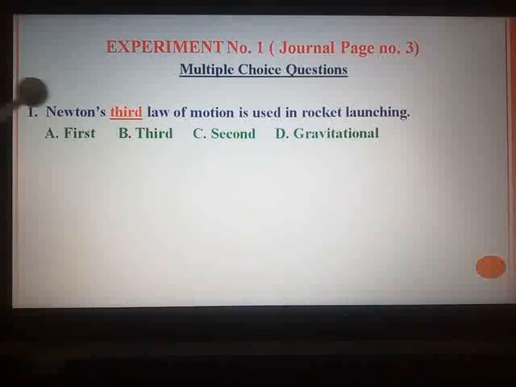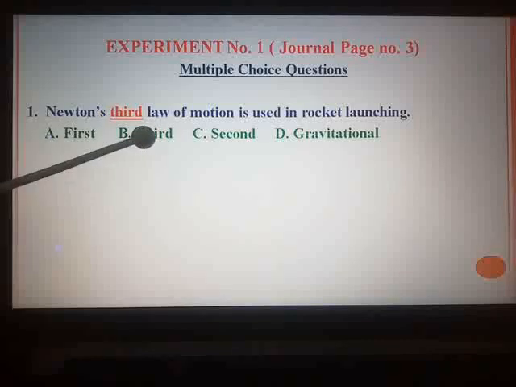So the first multiple choice question is, Newton's dash law of motion is used in rocket launching. First, third, second, gravitational. We have studied all the 3 laws of motion in chapter number 1. In rocket launching, both action and reaction forces come into play. So it is based on the third law of motion. You can just mark the MCQs now. Later on you can complete the journal.